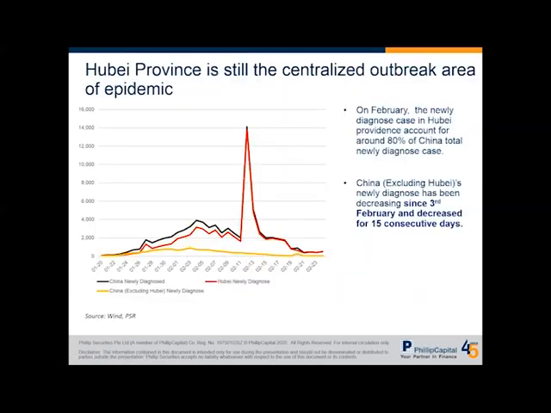Going back to snippets of our last month's webinar, we mentioned the situation of Hubei province and China in total. The number of newly diagnosed COVID-19 cases, excluding Hubei, has decreased since 3rd February, as shown by the yellow line here, and decreased for 15 consecutive days until February 19. So it seems that the measures put in place by the China government were effective in keeping the epidemic situation from worsening and under control.